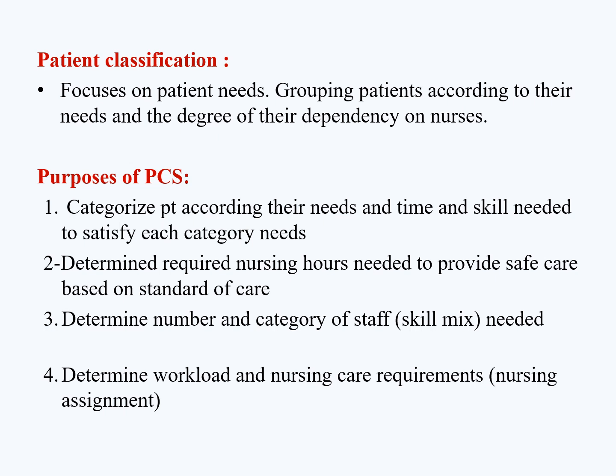Number 1, it will help you to categorize the patients according to their needs and the time and skill needed to satisfy each category's need. Number 2, determine the required nursing hours needed to provide safe care based on the standard of care to satisfy the patient's need. Number 3, determine the number and category of staff mix, which means the skills of nurses needed to satisfy the patient's need. Number 4, determine the workload and the nursing care requirement through our nursing assignment. It will help in making the nursing assignment.